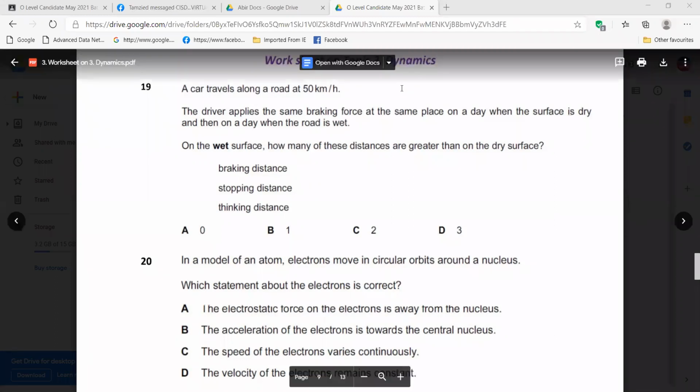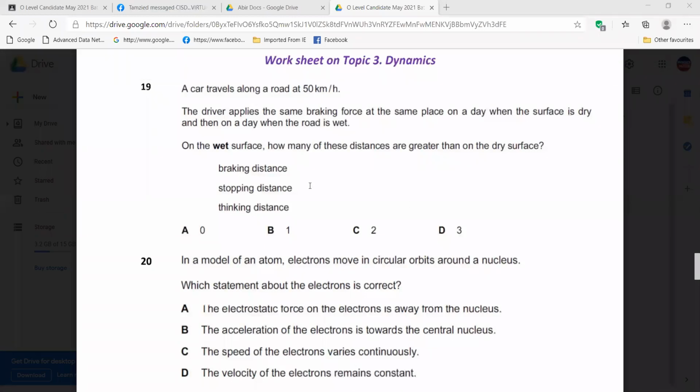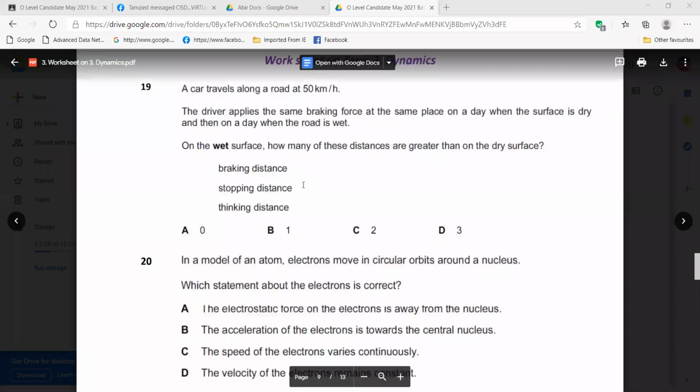Hello, Sumaya. Assalamu alaikum, sir. Wa alaikum salam wa rahmatullahi wa barakatuh. Thank you for joining, but late, right?